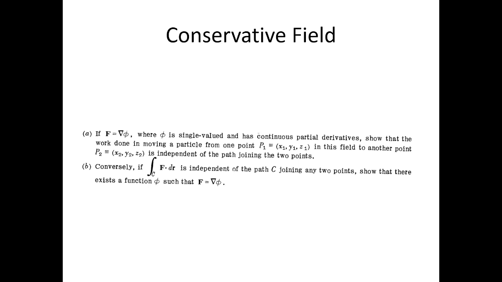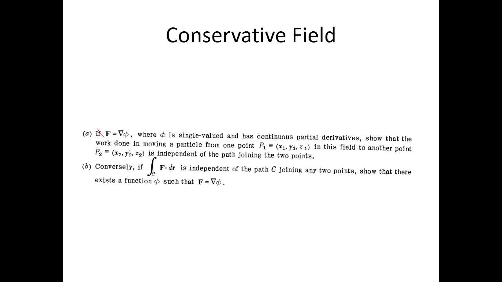Conservative field. We discussed conservative field in previous videos. Now we have a field F which is equal to grad of phi. So this is a conservative field, if a field F can be put as the gradient of phi, where phi is a single valued scalar function with continuous partial derivatives.